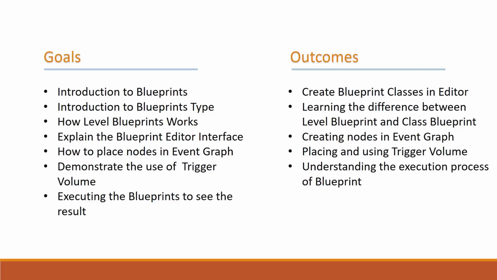Then how we can place the nodes in the event graph editor, then how we can turn on and off the visibility of any object, or the intensity of any object, or just push and pull of any object. If you want to do that, how we can do that, and how we can execute it and see the output, okay. So these are the outcomes basically, because after every session we expect that we learn something new.